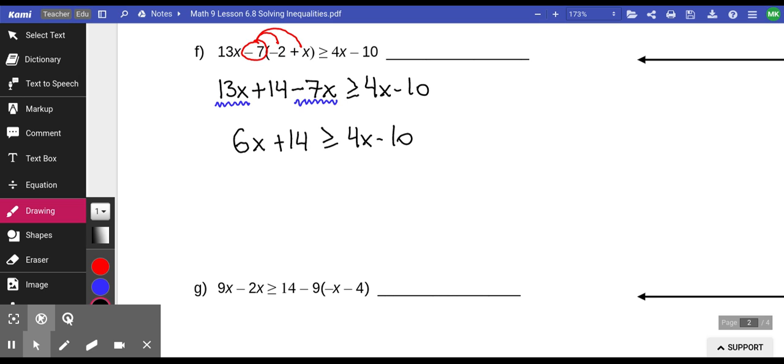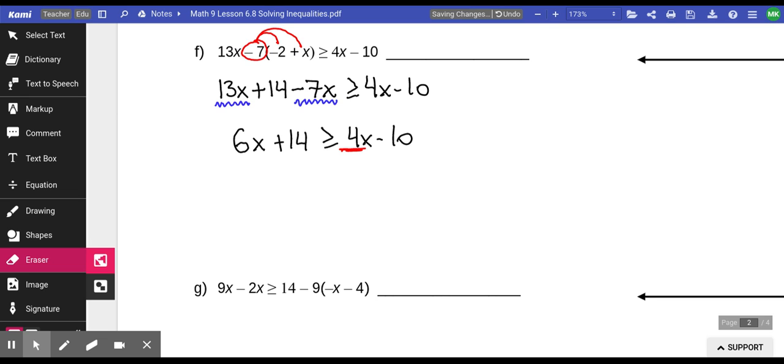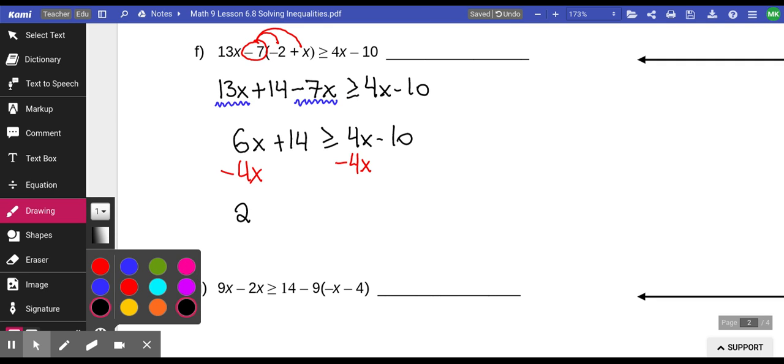So now that we have this equation, we notice we have x's on both sides of the equation. We have a 6x over here and a 4x over there, so we need to move the x's to one side. I always move whichever side has less. So 4 is less than 6, so I'm going to move the 4 by subtracting 4x from both sides. That gives me 2x plus 14 is greater than or equal to -10.